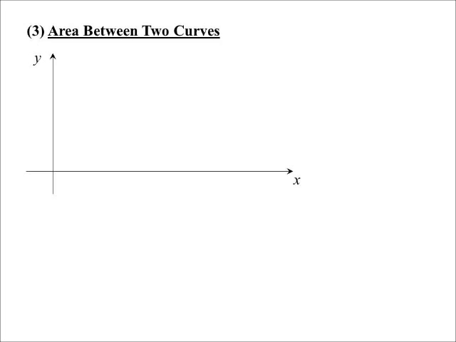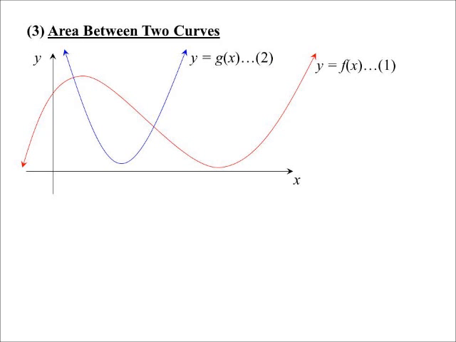Well, what about if we trap an area between two curves? So random function number 1, random function number 2. And we want to find what area is trapped between these two curves. So in there. Okay. Well, the point of intersection will come in handy. So those x coordinates are a and b, we'll call them.